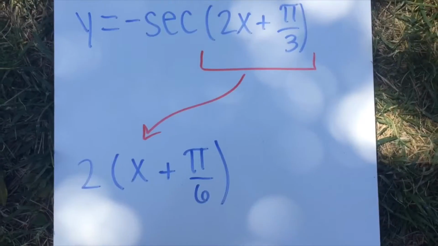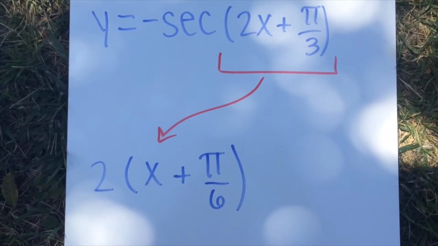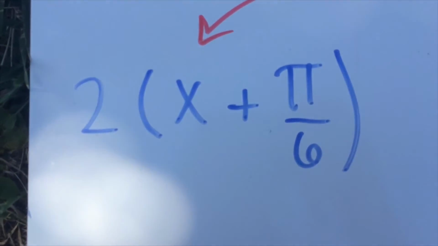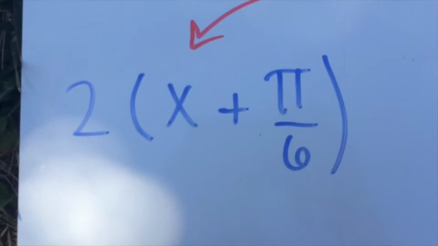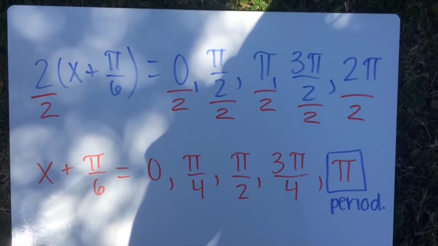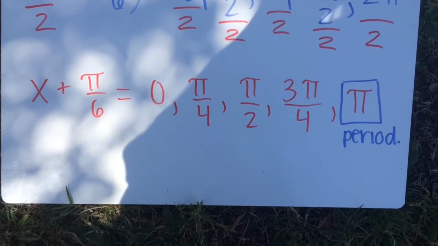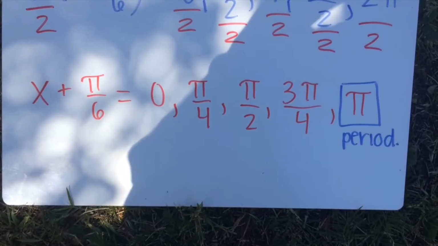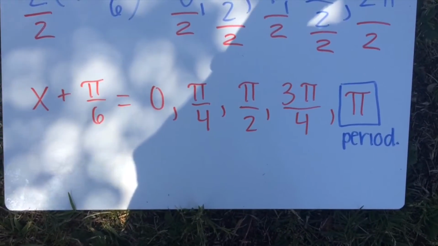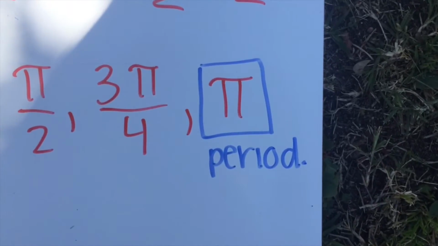Finally, the pi over 3 right here indicates that there will be a phase shift, pi over 3 to the left. In order to find the new points, first of all, we need to start by factoring out a 2. Then you'll get 2 in parentheses x plus pi over 6. Set that value equal to your original 5 points. Then you will divide by 2 and get x plus pi over 6 equals 0, pi over 4, pi over 2, 3 pi over 4, and pi. Notice that the last number is the period that we found earlier.